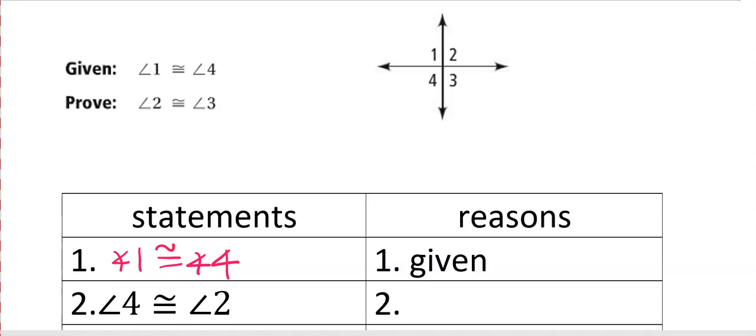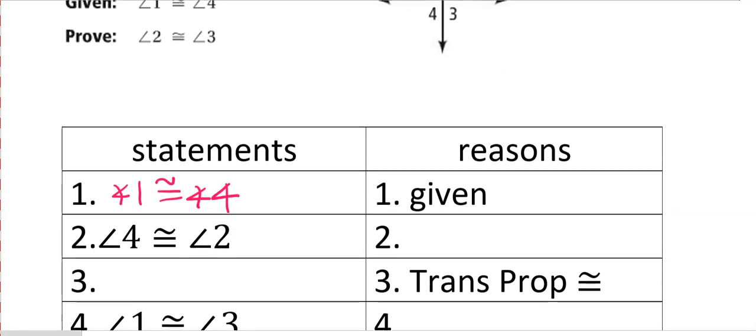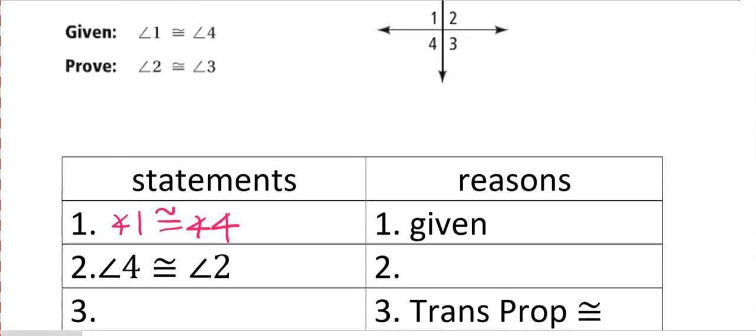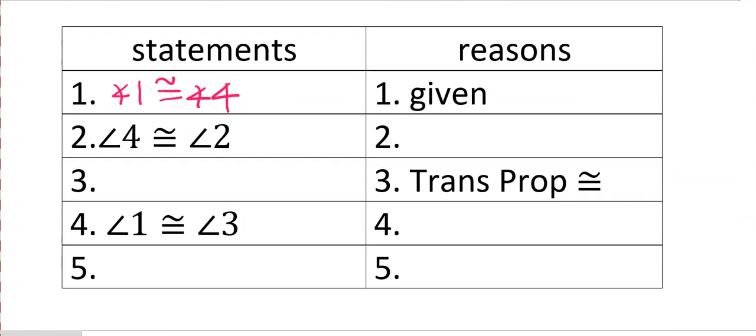Next step, what's the next step that we do? Always? Go to the end, put the proof statement in there. So angle 2 congruent to angle 3 goes in the very last one.